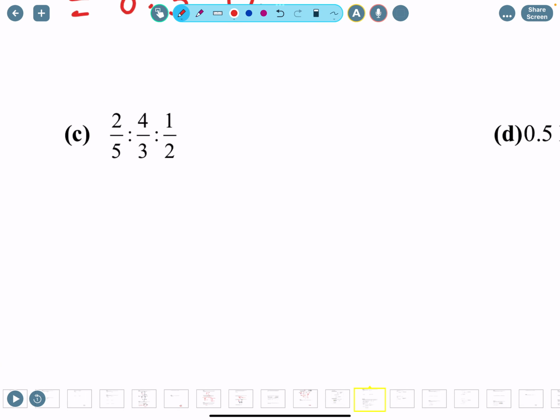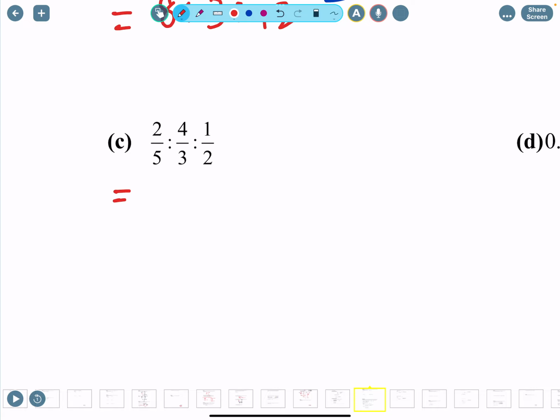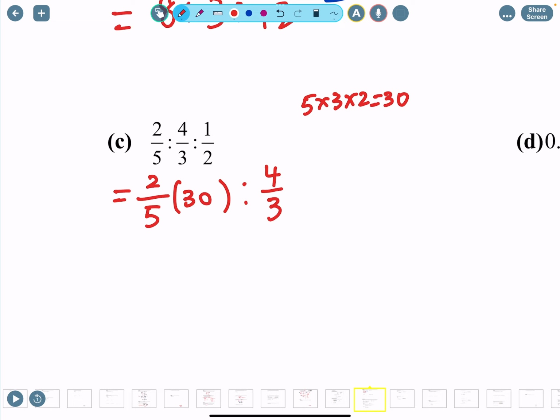Oh no, you guys are so screwed. Over here, you need to figure out the LCM for 5, 3, and 2 and multiply that for everything. This is going to be tough for you guys. The easiest one would probably be 5 times 3 times 2, which is 30. We'll multiply 30 to all the numbers so that we can get rid of the fraction. 4 over 3 times 30.